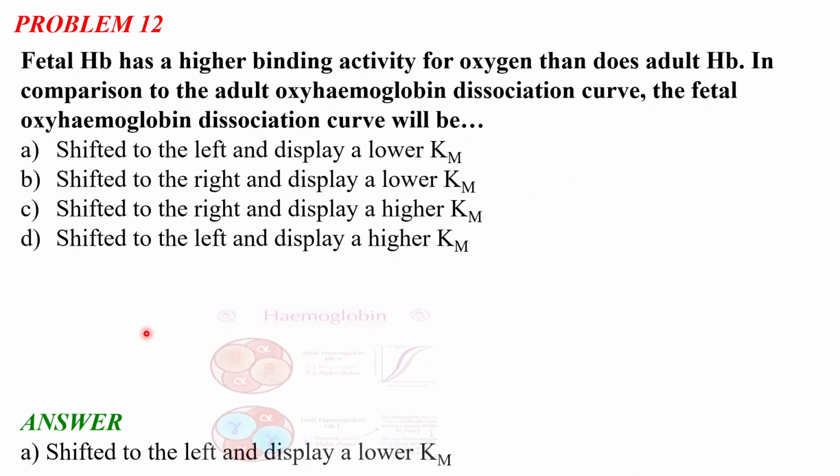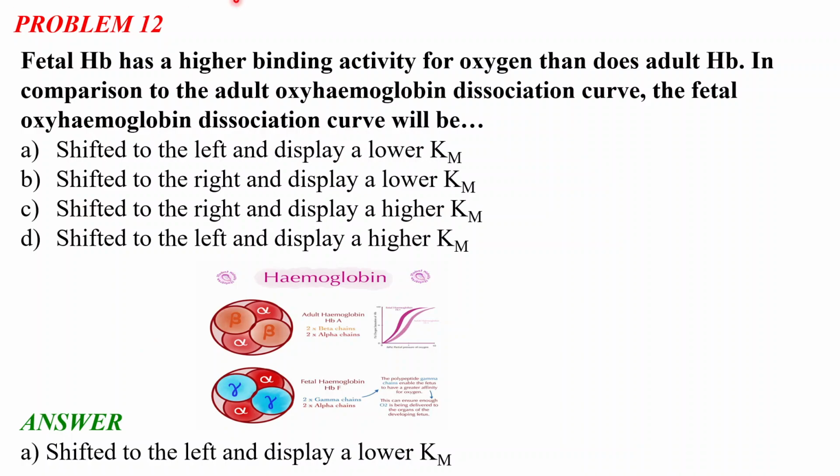We will discuss what the differences are between adult hemoglobin and fetal hemoglobin. Adult hemoglobin has 2 beta chains and 2 alpha chains. Adult hemoglobin is abbreviated as HbA and fetal hemoglobin as HbF. In fetal hemoglobin, we have 2 alpha subunits and 2 gamma chains. The polypeptide gamma chains give the fetus greater affinity toward oxygen. This ensures that enough oxygen is delivered to the organs of the developing fetus.